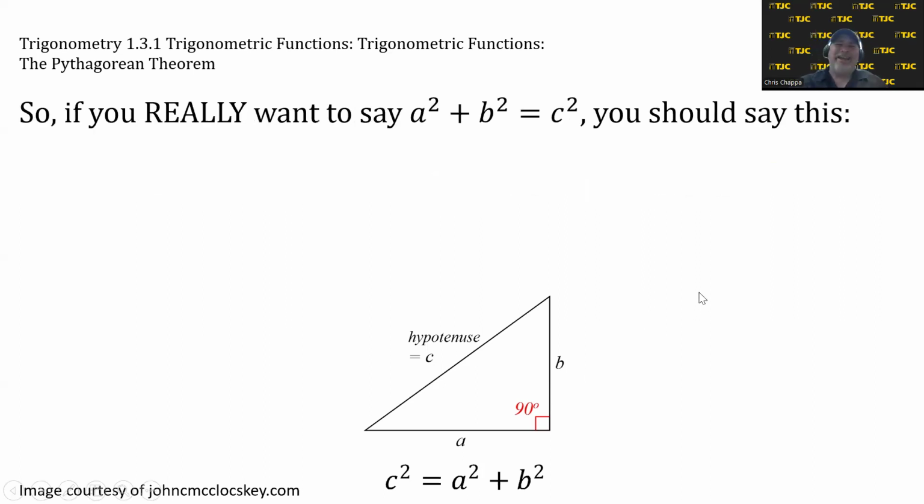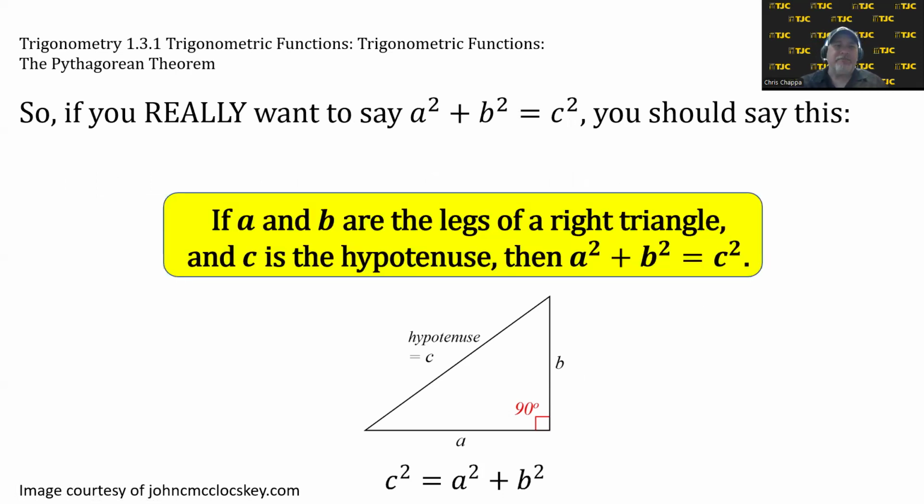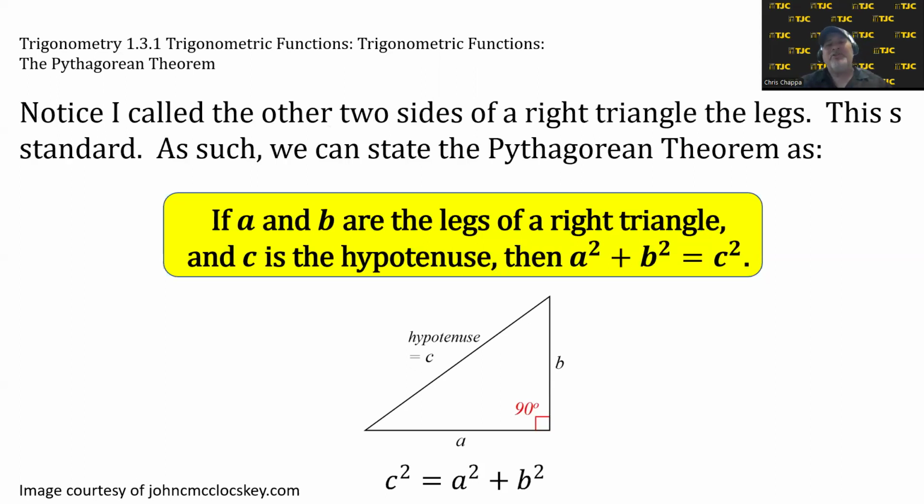So if you really want to say a squared plus b squared equals c squared, you should say this. If a and b are the legs of a right triangle and c is the hypotenuse, then a squared plus b squared equals c squared. That way, it's more than algebra. It has its geometric meaning embedded in it. Notice I called the other 2 sides of the right triangle the legs.